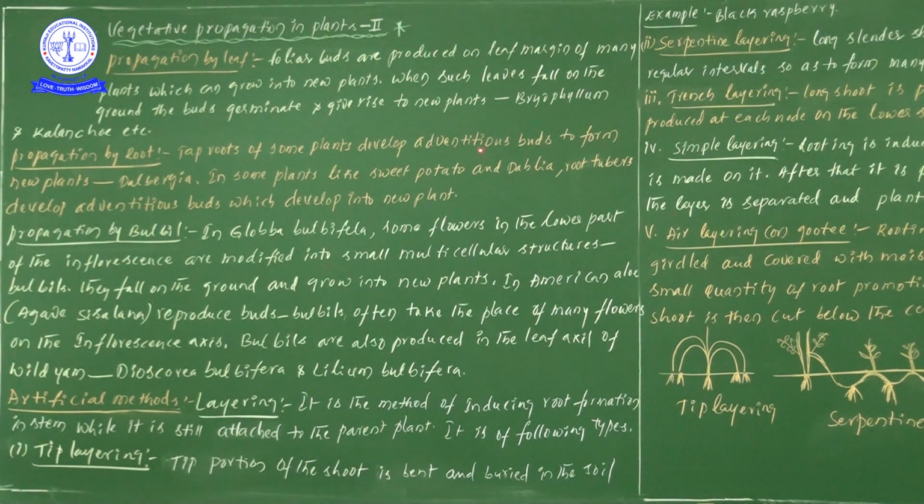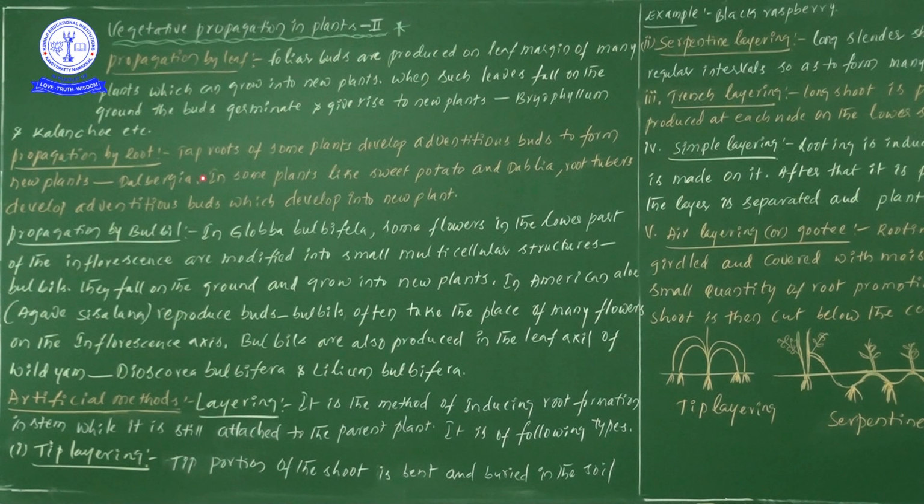On the taproot system we can find the presence of adventitious buds. Whereas in the sweet potato, and one more is dahlia, root tubers develop adventitious buds, which develop into a new plant. So the point to save in our mind is that in Dalbergia latifolia, on the taproot system, we will observe the development of adventitious buds.